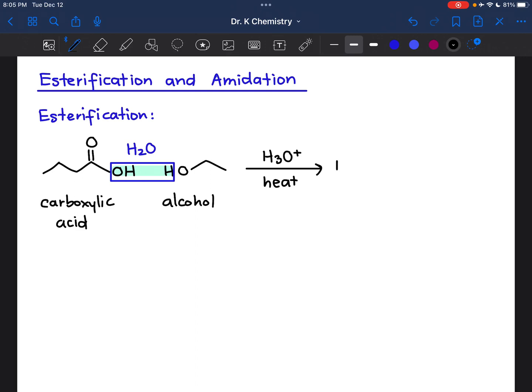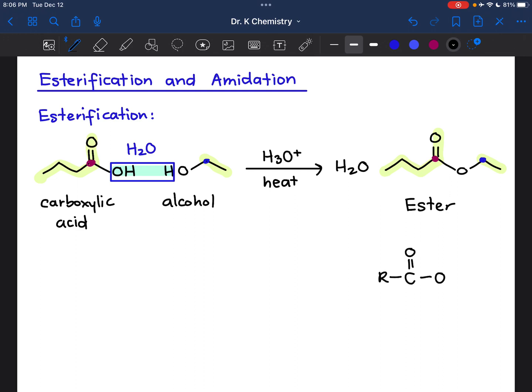Okay, so notice here we can generate a water molecule. So I'm going to remove that as water, and the remainder of this compound, I'm just going to connect to each other. So I'm going to take that carbonyl carbon right here and connect it directly to the carbon from the alcohol. And you're just going to fuse them together into one compound, and that will be the ester. So I'll keep my color coding to be consistent. That's my carbonyl carbon, and there's the carbon from the alcohol. And notice that here we generated an ester.